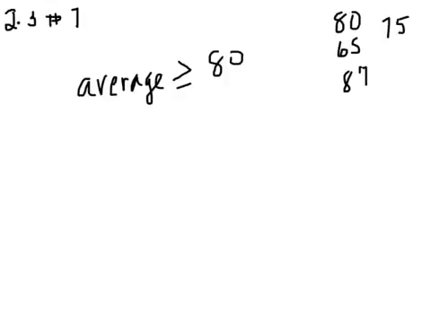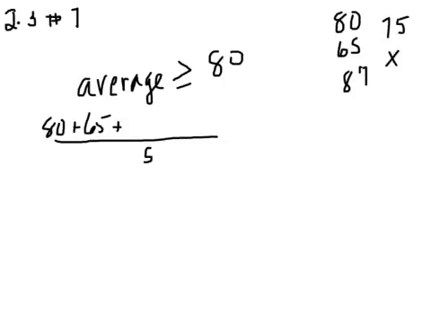She's got one more test to take for the term. So let's call that test grade X. Well, how would you average these? You'd have to add them all up and then divide by the number of grades, and there are 5 grades. So we're going to add them all up and divide by 5. Let me put the 5 down here. And we would say 80 plus 65 plus 87 plus 75 plus X, over 5, is greater than or equal to 80.